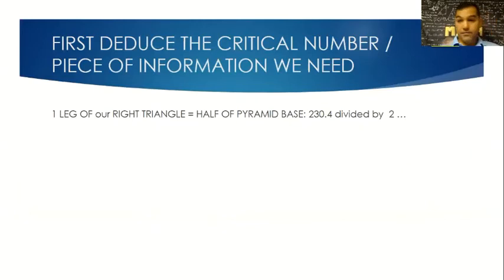We have the base of the pyramid. We have the numbers, 230.4 actually. Should write 0.4. And we got to divide it by 2. Go ahead and do that. I'm going to pause and wait. 230.4 divided by 2. Should be able to do that in your head, or if not, a calculator. Okay, did you get 115.2?